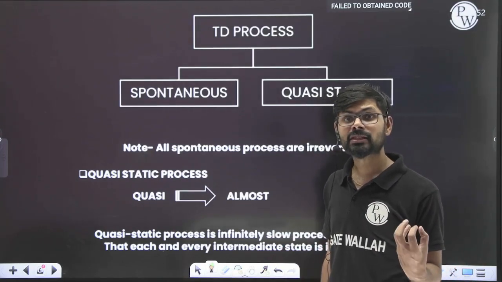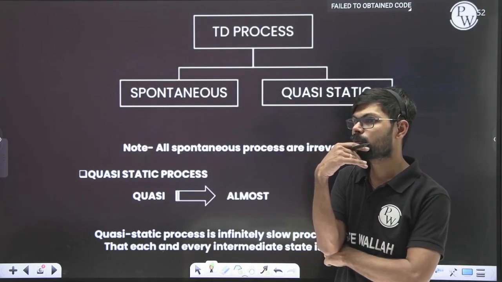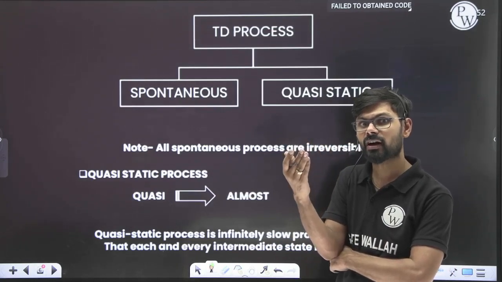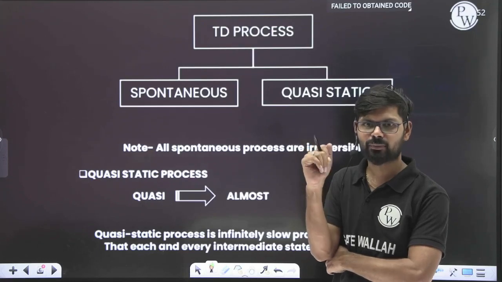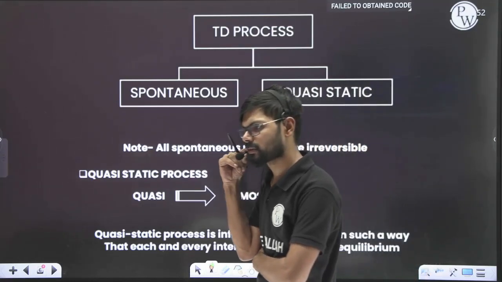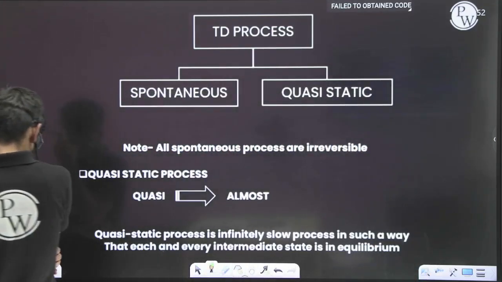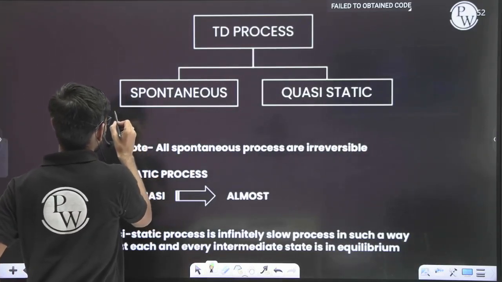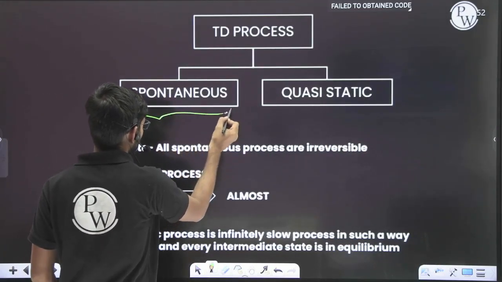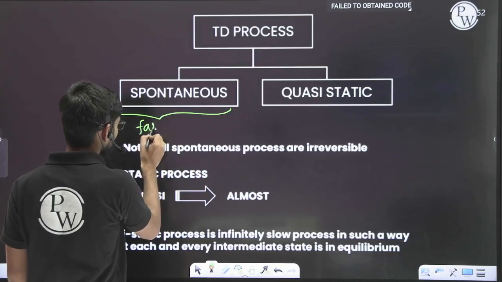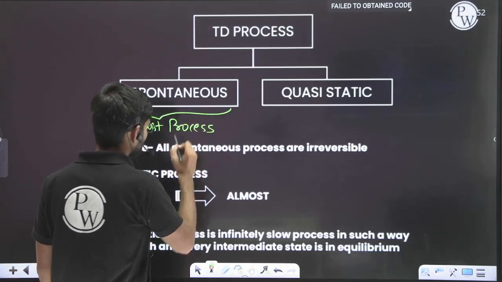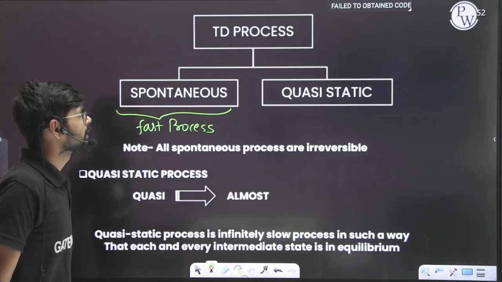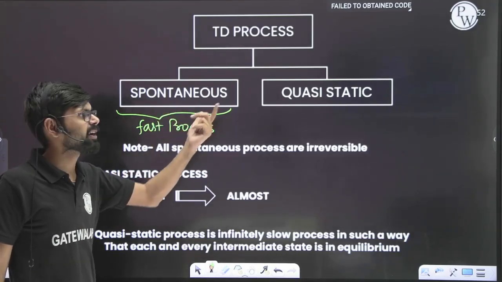In our sense, sometimes you will feel that it's a very slow process, but actually it is very fast, because we are going to compare with the quasi-static process. You will understand, just wait for some time, right? But spontaneous processes are generally fast processes. Now what about the other one? One is spontaneous, the other one is quasi-static.